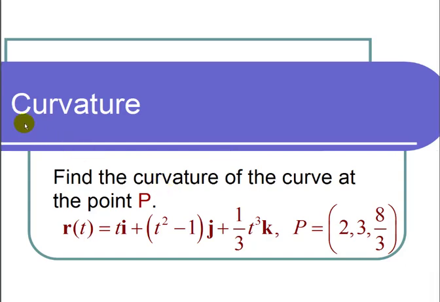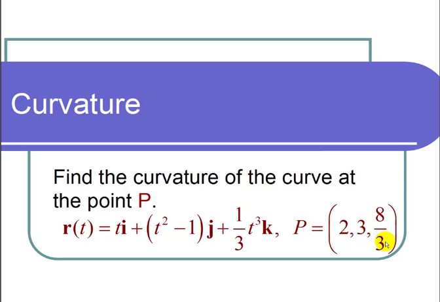This is a video on curvature. The question states, find the curvature of the curve at the point P. And the curve is defined by the vector-valued function r of t is equal to t i plus (t squared minus 1) j plus 1/3 t cubed k. And the point is P equals (2, 3, 8/3).